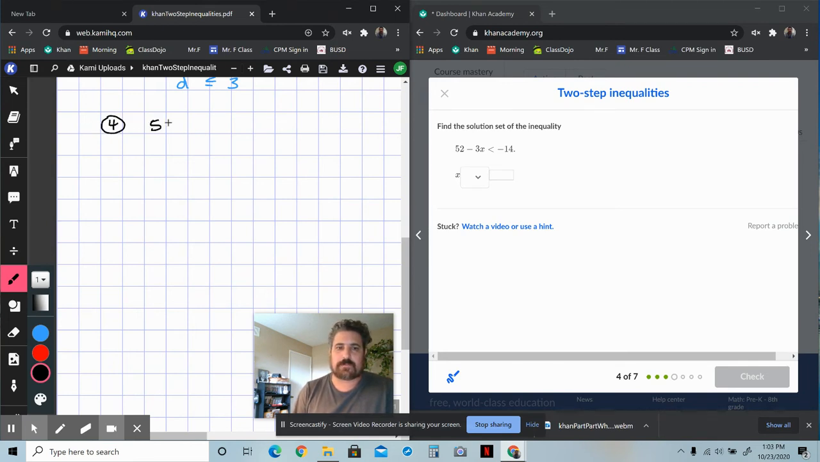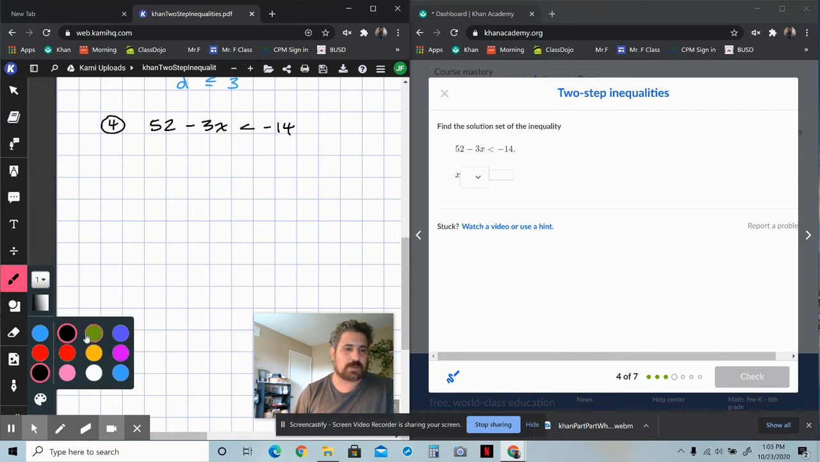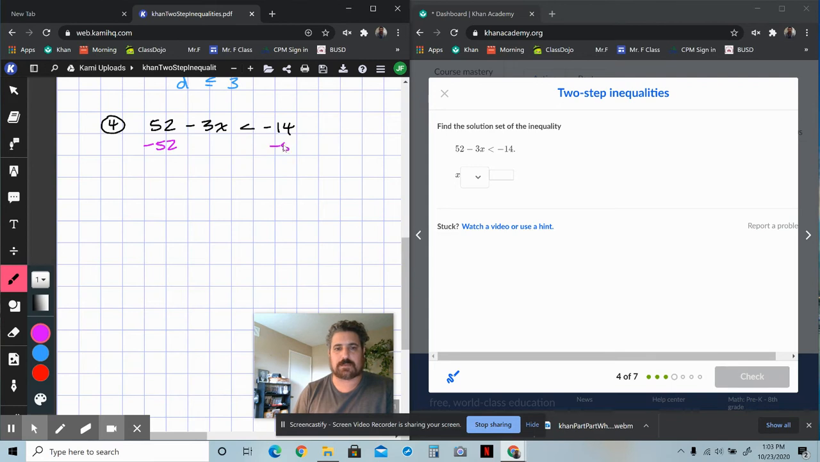We get 52 minus the 3x's is less than negative 14. So we want to get this negative 3x term by itself. How do we get rid of plus 52? Minus 52 to both sides. This is going to be a zero pair. And you get negative 3x's is less than the sum of negative 14 and negative 52, right? Well, negative plus a negative is more negative. We're going to get a negative result. And then 14 plus 52 is going to be 56 plus 10, which is going to be 66. So what you end up getting is negative 3x is less than negative 66.